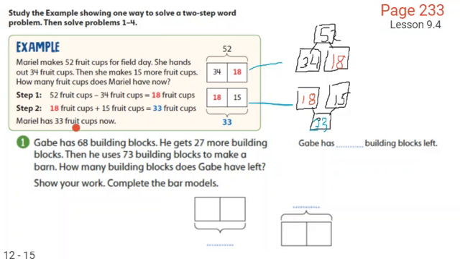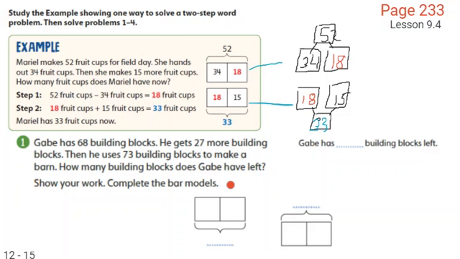Let's take a look at number 1 here. Practice problem number 1. Gabe has 68 building blocks. He gets 27 more building blocks. Then he uses 73 building blocks to make a barn. How many building blocks does Gabe have left? Show your work. Complete the bar models.